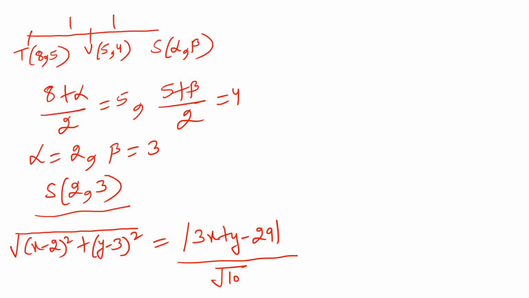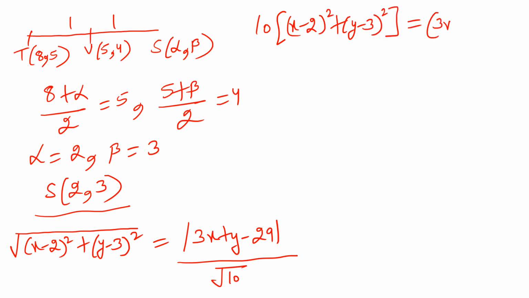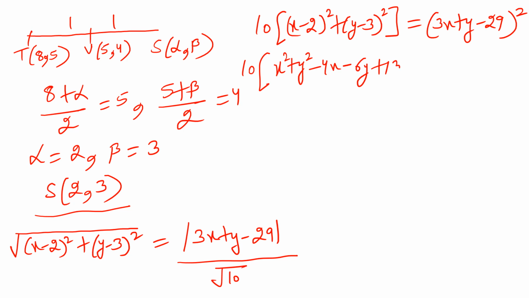Now students, square both sides of the equation. You'll be getting 10 times x minus 2 whole square plus y minus 3 whole square on the left hand side. And on the right hand side, you'll be getting 3x plus y minus 29 whole square. Now just do the calculations by opening up the brackets. So we get this expression on the left hand side. And on the right hand side, I'm using the identity for a plus b plus c whole square.